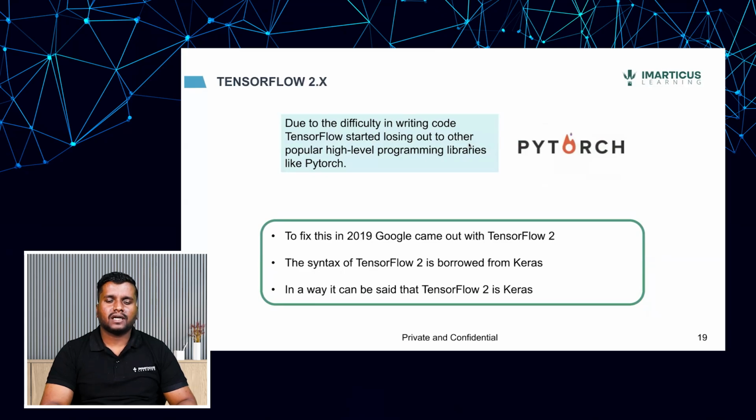To fix this, the Google team in 2019 introduced TensorFlow 2, and the syntax of TensorFlow 2 is borrowed from Keras, and it is done in a way that it can be said that TensorFlow 2 is actually Keras, and you will interact with TensorFlow in a very efficient way through Keras. So they have integrated Keras along with TensorFlow, and Google acquired it, and it made it more and more flexible and easy to handle.